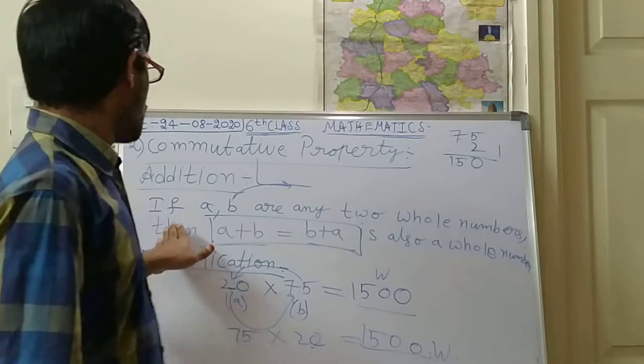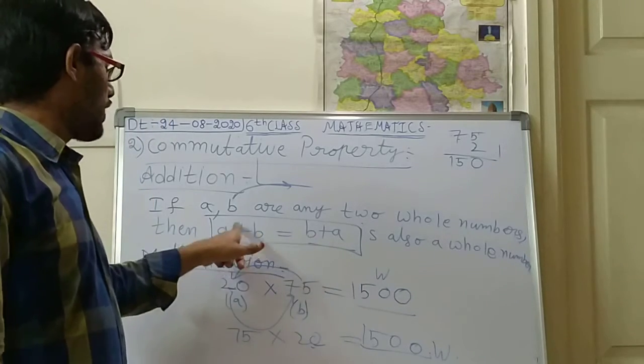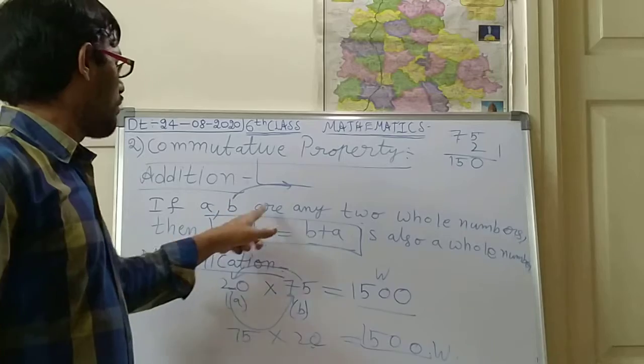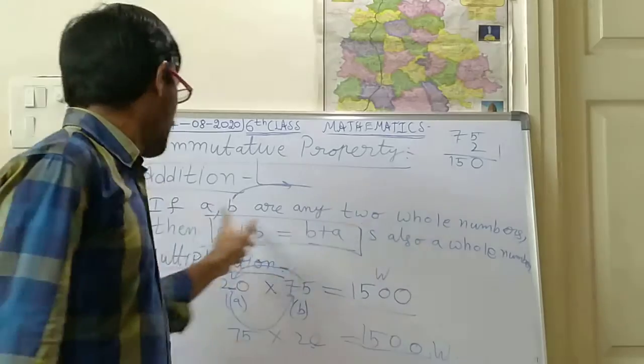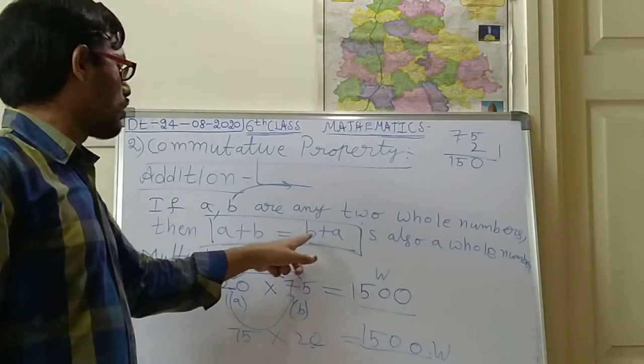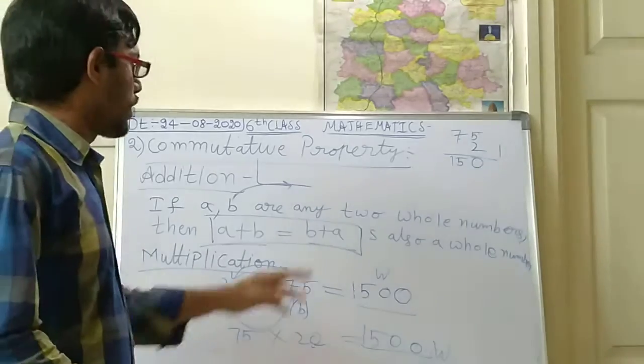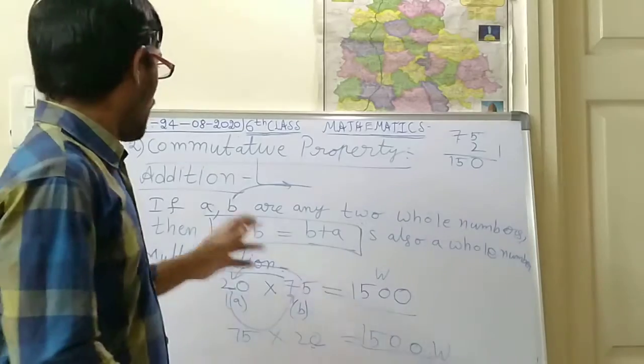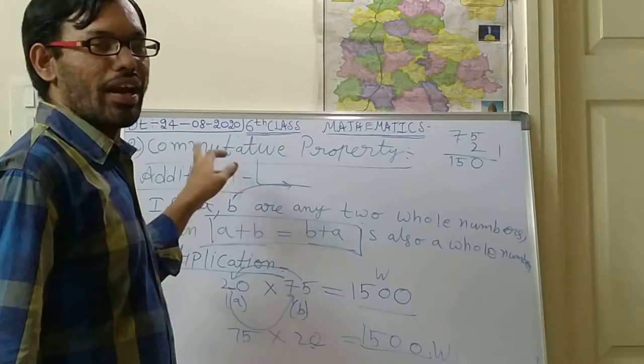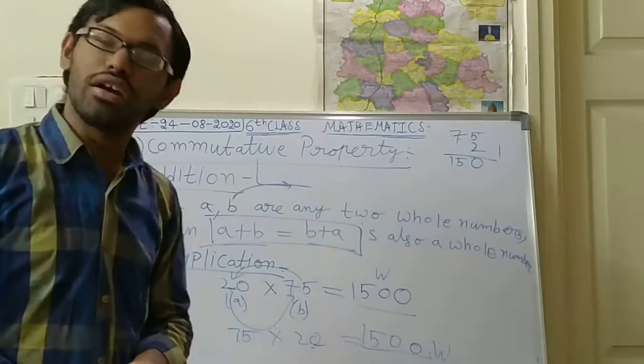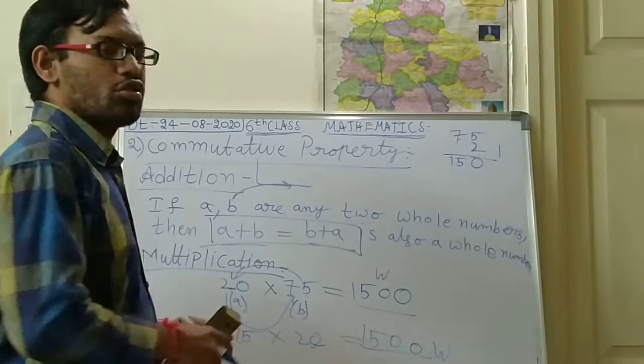So here, what should you write? Instead of plus you should write into. If A, B are any two whole numbers, then A into B is equal to B into A, which is also a whole number, the commutative property of whole numbers under multiplication. Like that you should write.